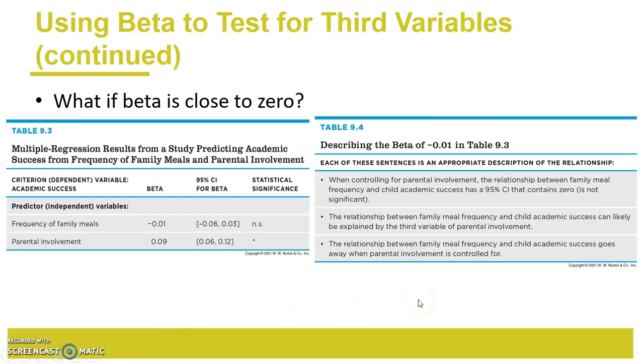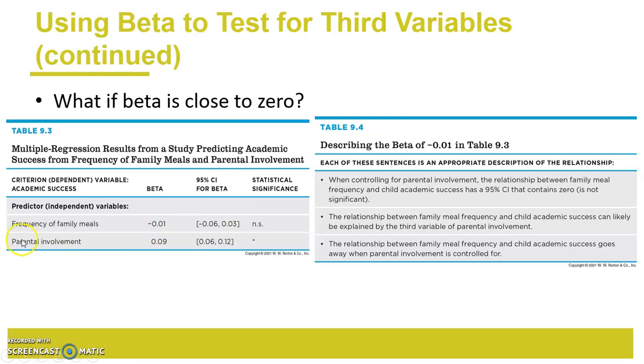Sometimes it is close to 0. Sometimes it can still be significant even though it's close to 0. Sometimes it's NS, so not significant. If it has a 95% CI that does contain 0, then it's not significant. So a beta of 0 means there's no predictive value to it.